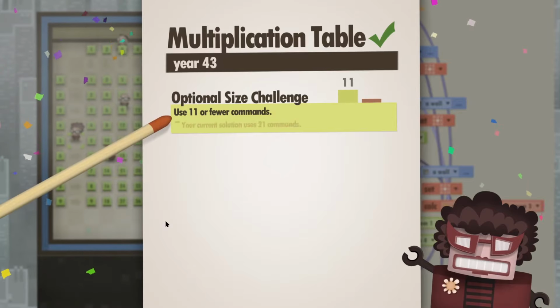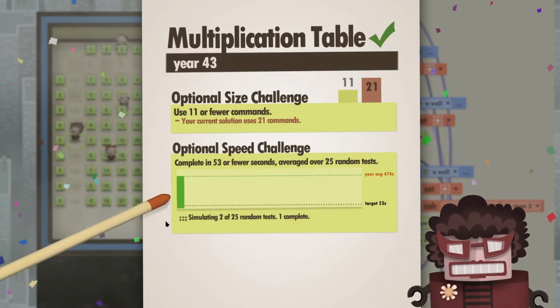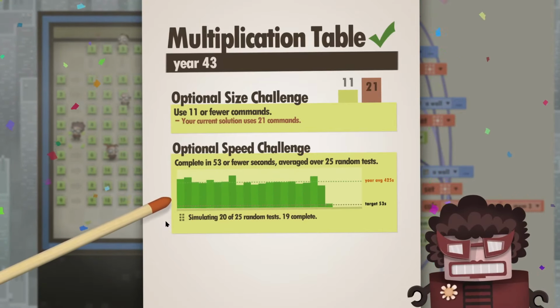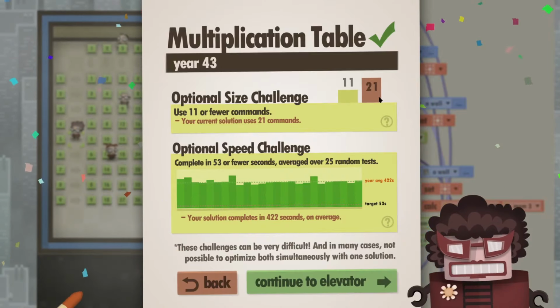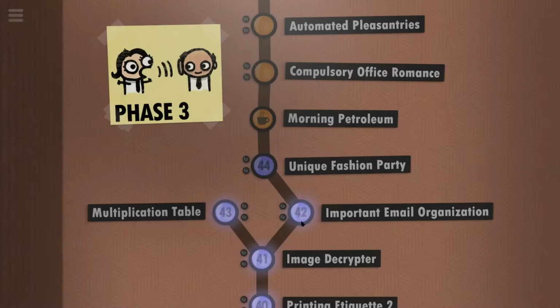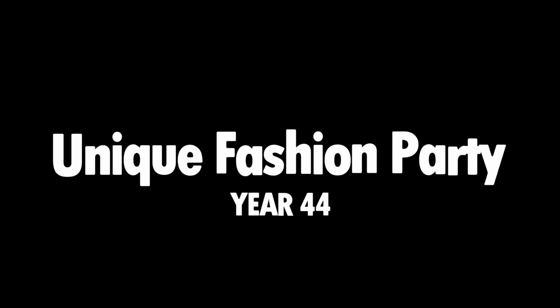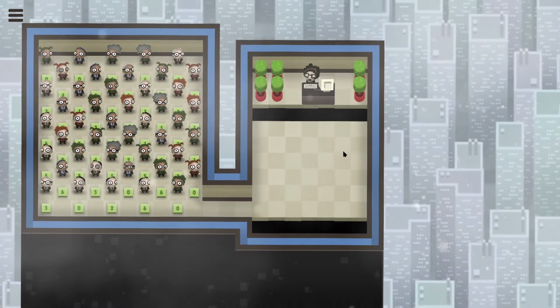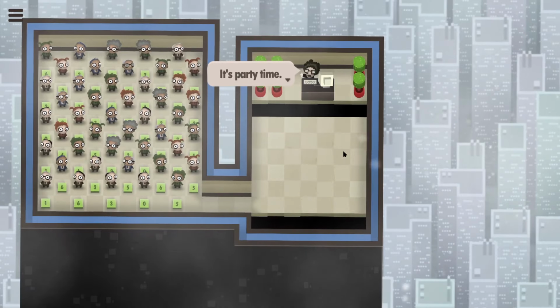Alright, how's that for time? Oh, they pass. Definitely not breaking any records there. 44, last of the blue ones. It's party time.